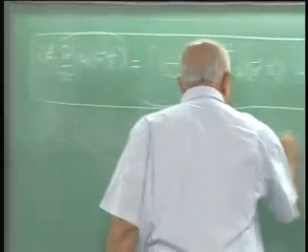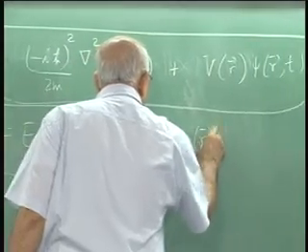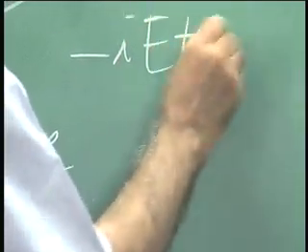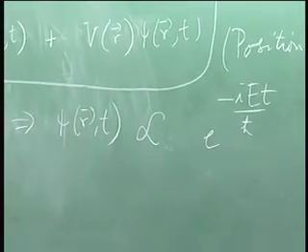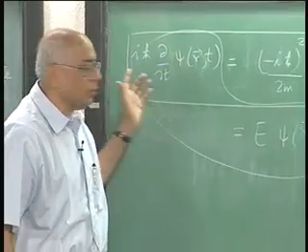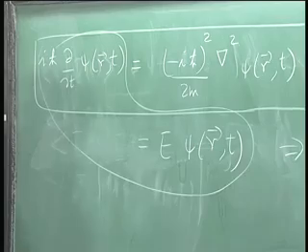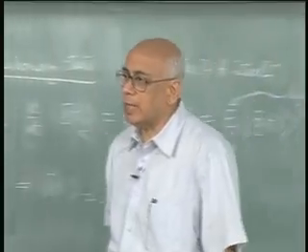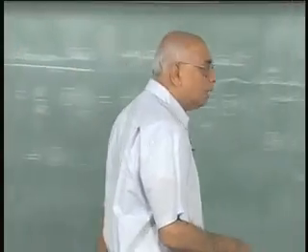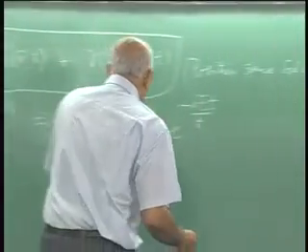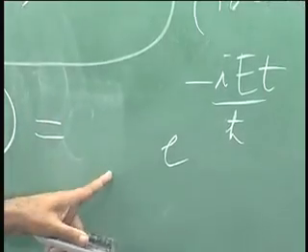This immediately implies that psi of r comma t is proportional to e to the power minus i E t over h cross. Only then if you differentiate with respect to t do you end up with this quantity here. What is the quote unquote constant of proportionality? What can that depend on? It can depend on r, the other variable r, so I should not call it a constant, I should immediately say this is equal to a function of r times this guy here.